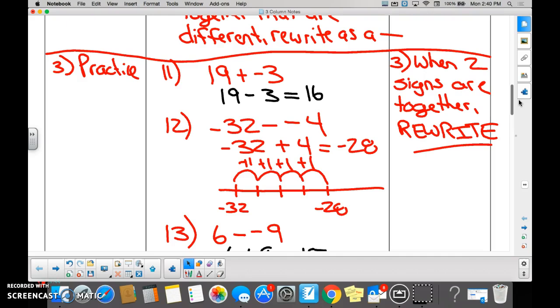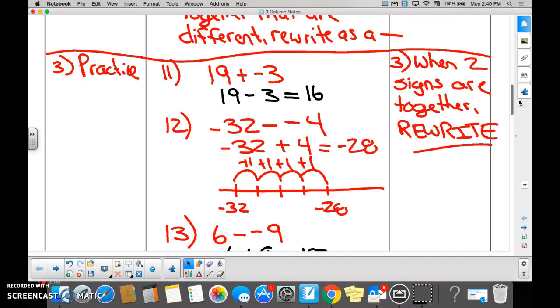So when we go down to our actual practice, and I gave you a problem like 19 plus negative 3, what is the ding, ding, ding? What's the alarm going off in your head when you see plus negative 3? Minus. A positive and a negative may equal a negative, but what do you know even before that? What do you know you have to do when you have two signs together, Nick? Rewrite. Everyone say what? Say that.